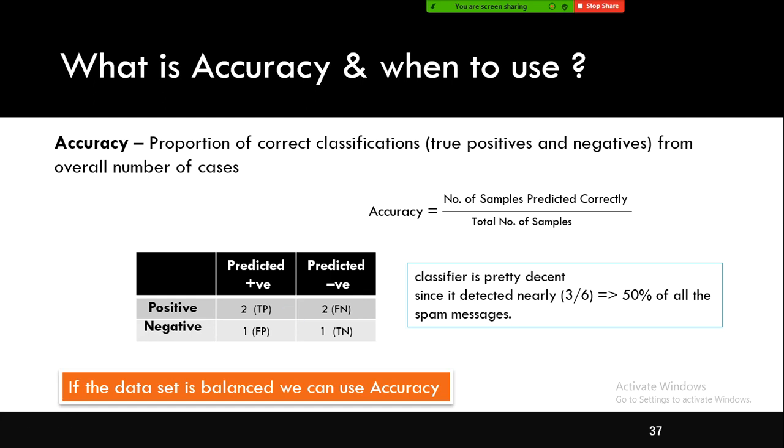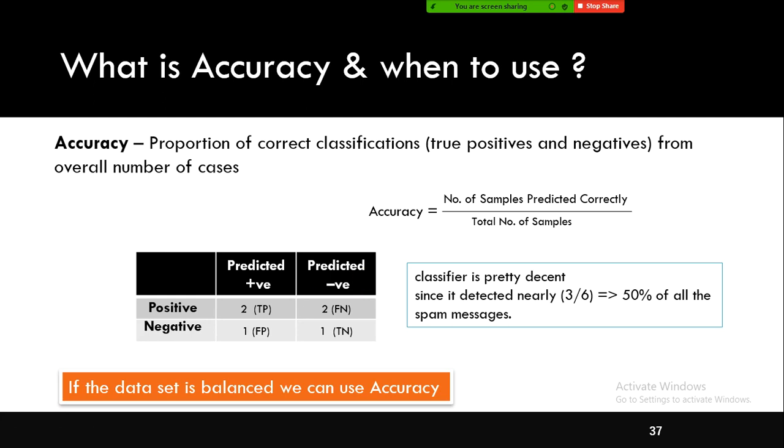If the data set is imbalanced, that means only 15 emails are spam, and the remaining 985 emails are non-spam. Here, the number of records for spam and non-spam are completely imbalanced. That is called imbalanced data. Anyhow, we will look at how to deal with an imbalanced data set and what techniques or strategies are available in tomorrow's session.